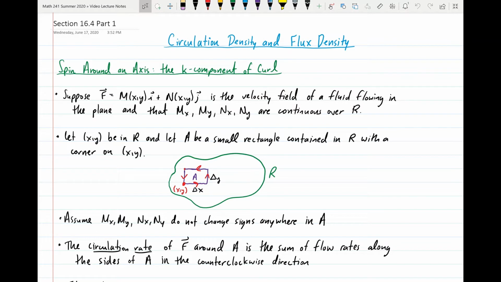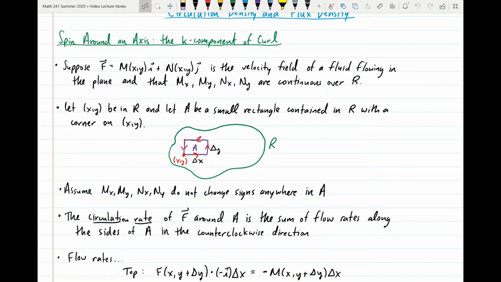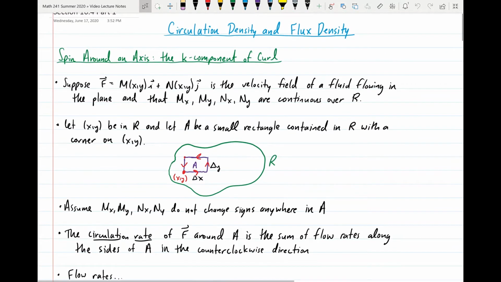So in this video we'll be covering the first half of section 16.4, which is the last section that we will cover in this course, so hopefully that makes you happy. The topic for the video today is circulation density and flux density, and we'll start out with the concept of circulation density. You can think about it intuitively as how much a fluid is spinning around some axis coming out of the plane. And we will also see that this is really just the k component of the curl vector field that would be covered in section 16.7 if we were to cover section 16.7.